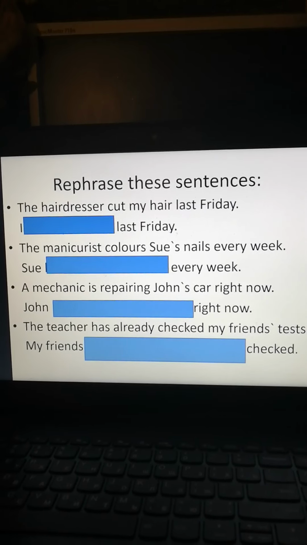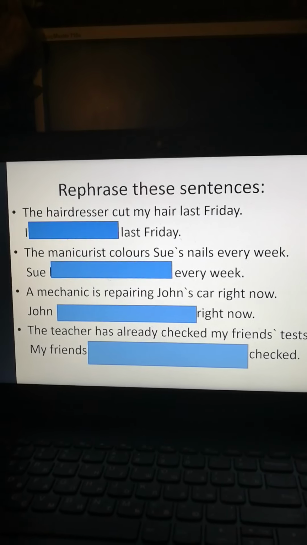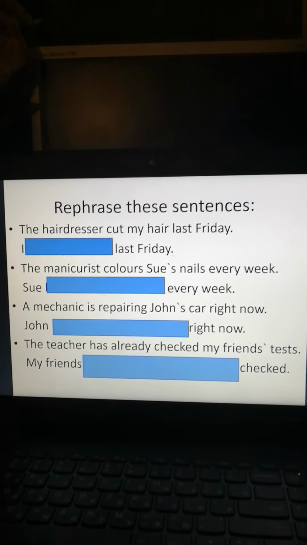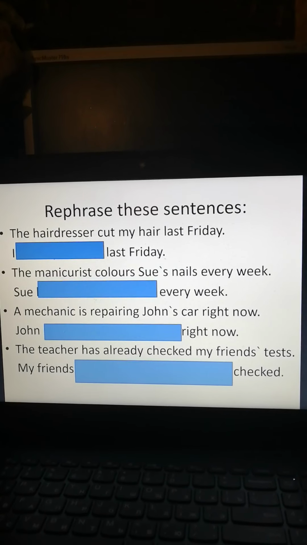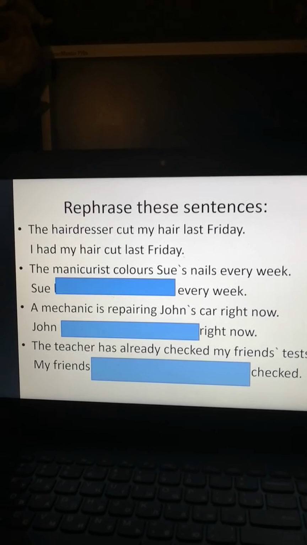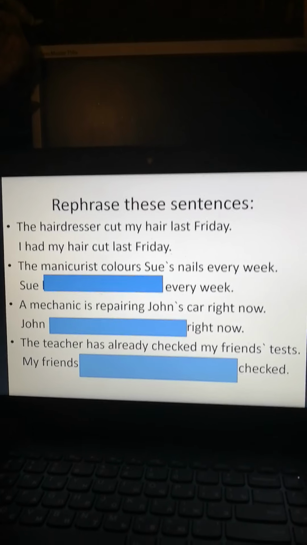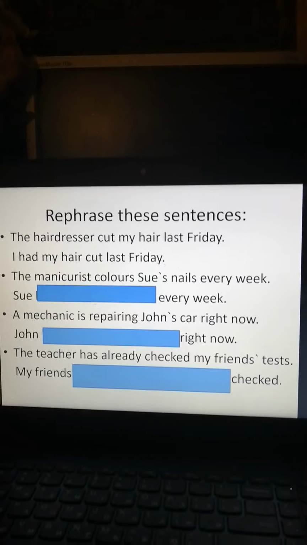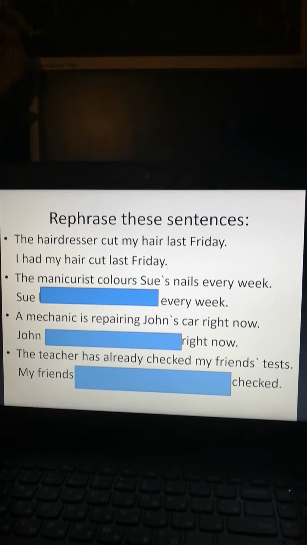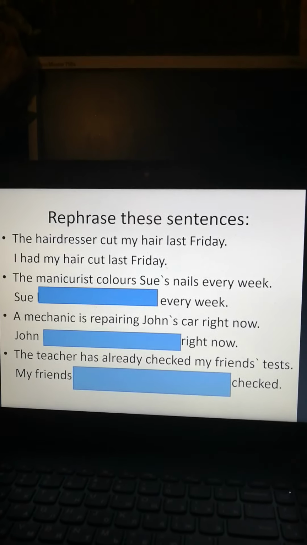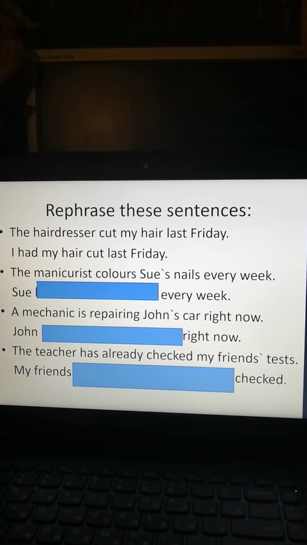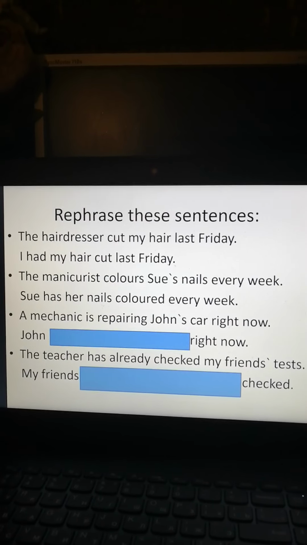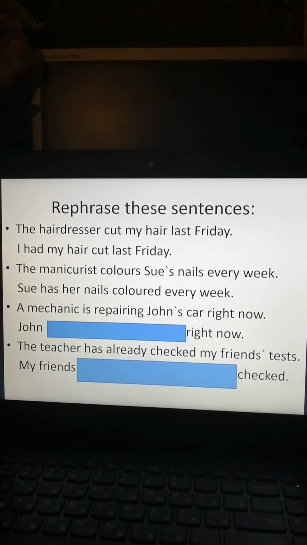Okay, now let's check it up. The hairdresser cut my hair last Friday. What's the other way to say it? Look, I had my hair cut. The manicurist colors Sue's nails every week. Oh, lucky her. So what can we say? Sue? Right, I hope you guessed. Sue has her nails colored every week.